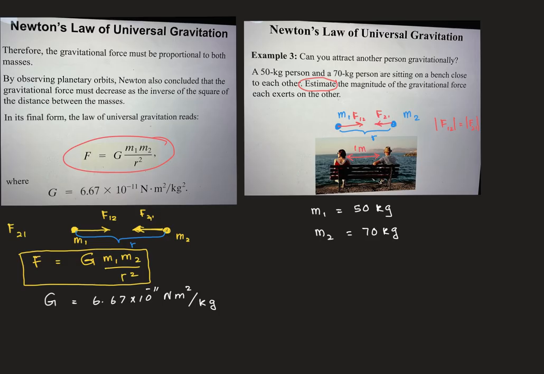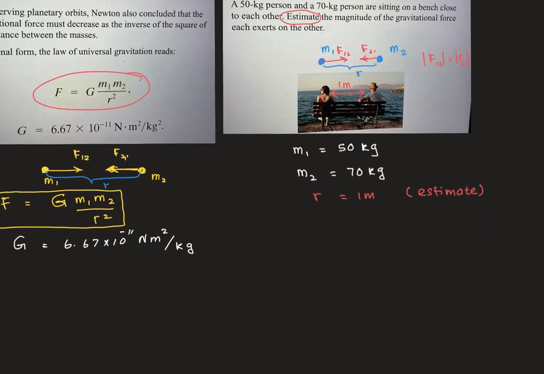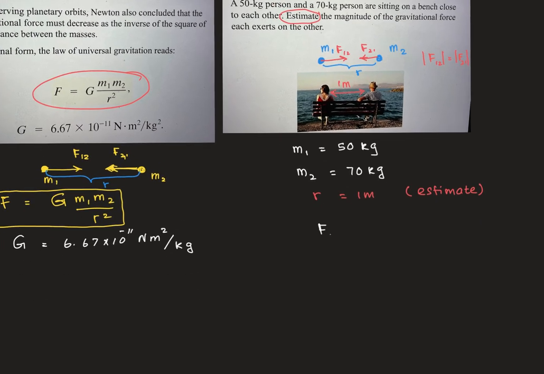Maybe, since we need an estimation, we can take R equals 1 meter. This is just to estimate the force, and then we can plug the numbers in. So here we have the force. It can be F12 or F21. The absolute values are the same, and then I write G M1 M2 over R squared.